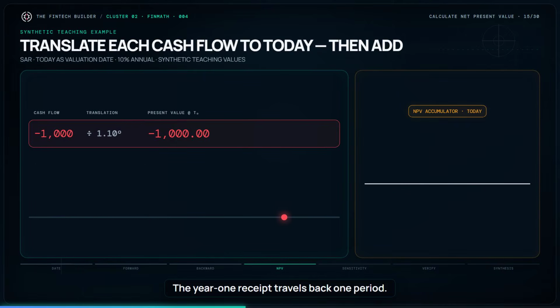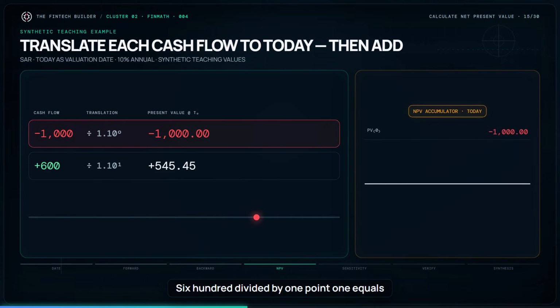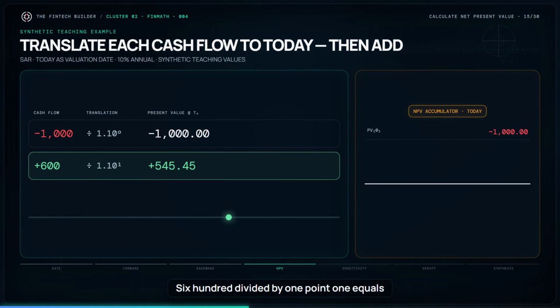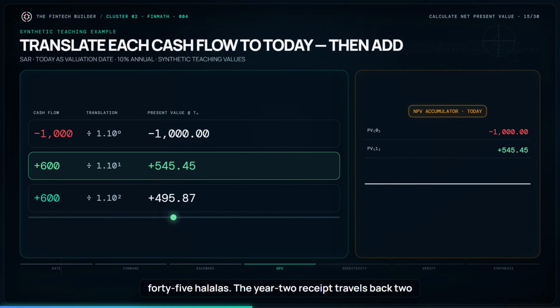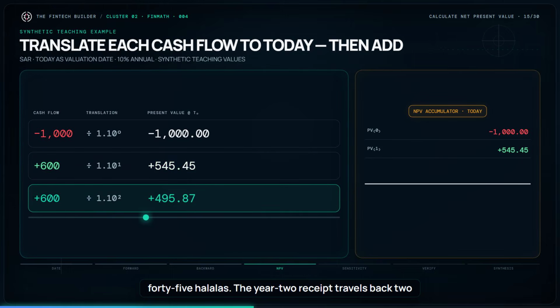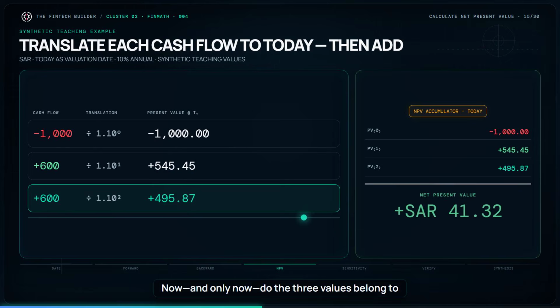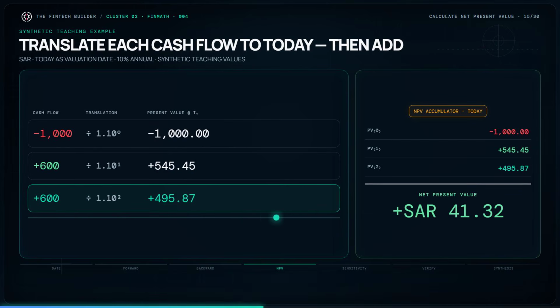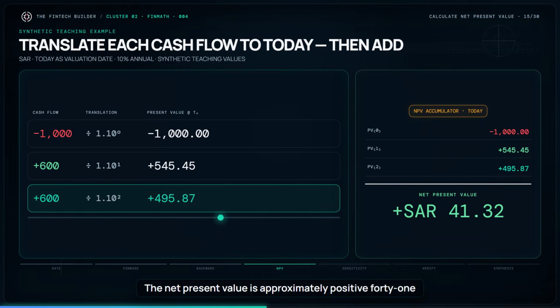The year 1 receipt travels back one period. 600 divided by 1.1 equals approximately 545 riyals and 45 halalas. The year 2 receipt travels back 2 periods. 600 divided by 1.1 squared equals approximately 495 riyals and 87 halalas. Now, and only now, do the three values belong to the same date. Add the signed present values. The net present value is approximately positive 41 riyals and 32 halalas.